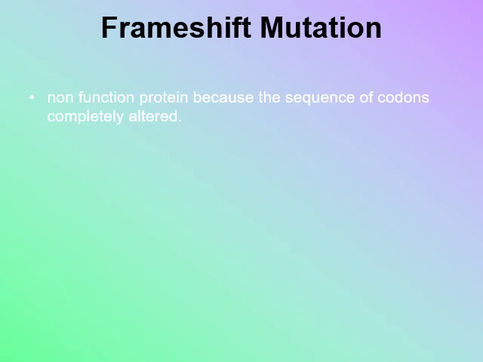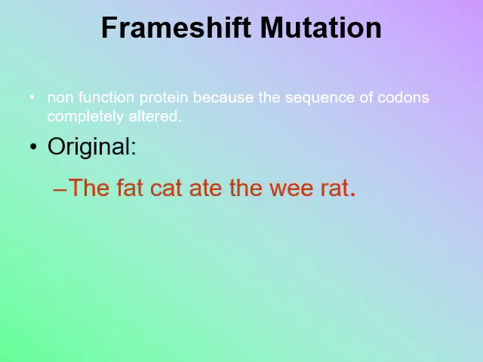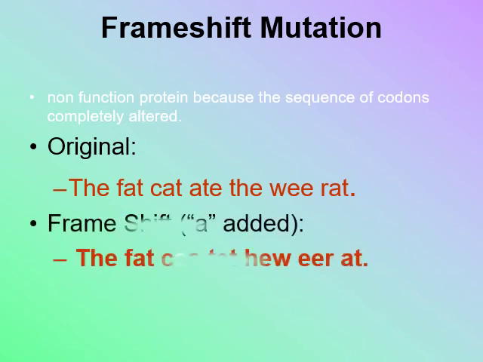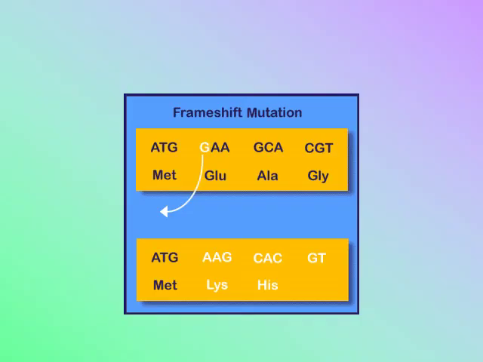The deletion and insertion are called frameshift mutation, which can produce a completely non-functional protein because the sequence of the codons is completely altered. In this sentence, "the fat cat ate the wee rat" becomes meaningless if an A is added to it. In another example, if the G base is eliminated from the sequence, it leads to the change of the whole polypeptide.